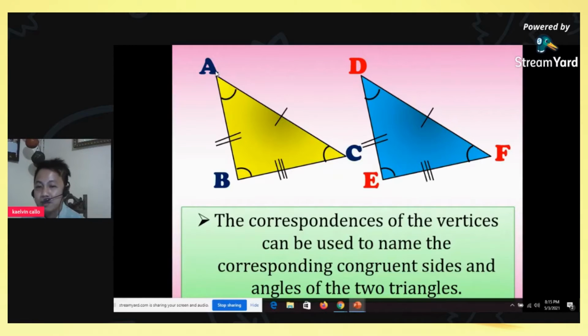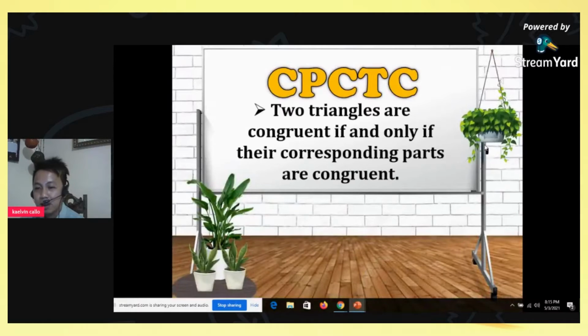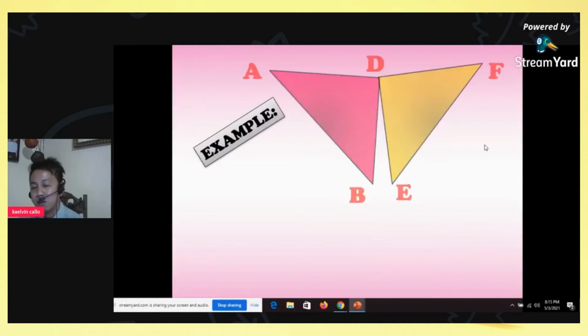We have angle A and angle D are corresponding angles and they are congruent. Angle B and angle E are corresponding angles and they are congruent. Angle C and angle F are corresponding angles, therefore they are all congruent. We have also CPCTC: corresponding parts of congruent triangles are congruent. So, two triangles are congruent if and only if their corresponding parts are congruent.